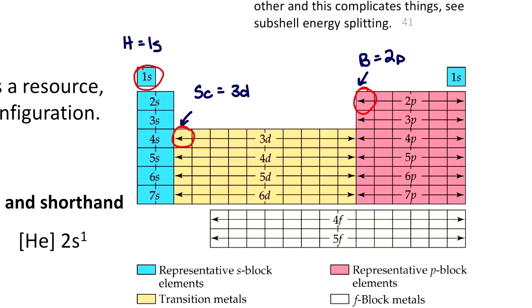Because I should know if scandium starts 3d, then this element is 4d, and this element is 5d. Or boron here is 2p. That means the element under it starts 3p, 4p, etc. Right? So we see here our alkaline earth metals. That's our S block. Our elements on the right side, this is our P block, and then our transition metals, those are our D block elements.